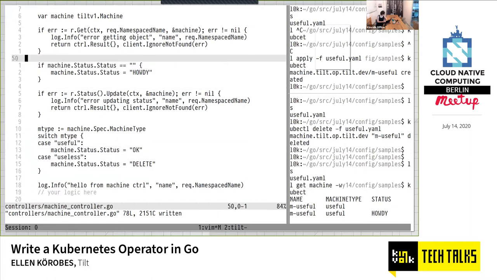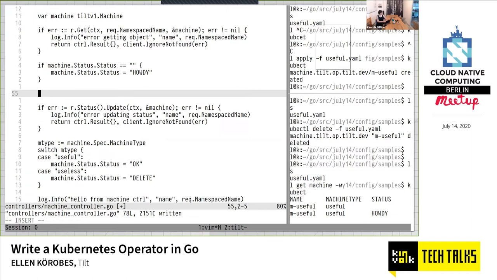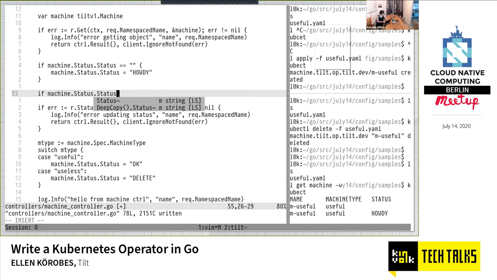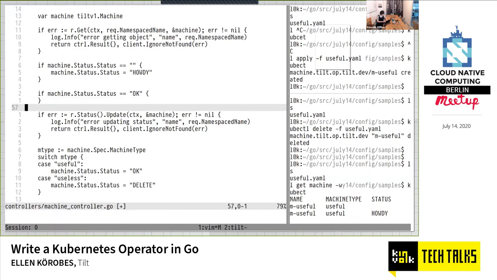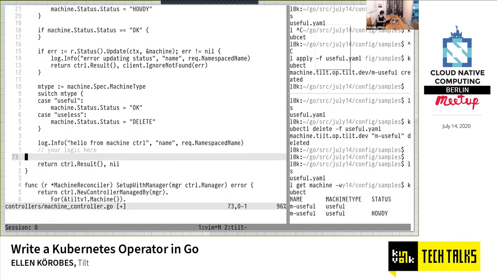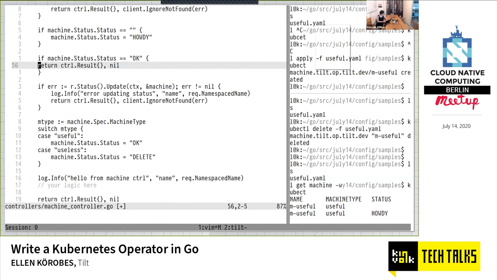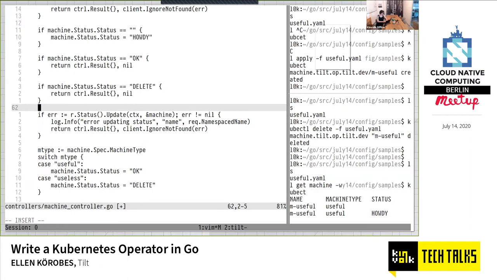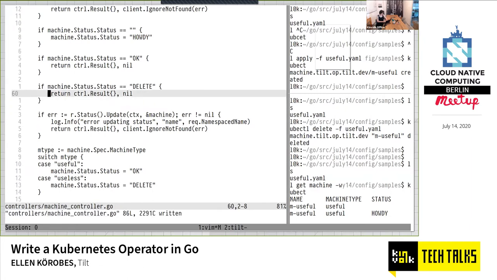And up here, I'm going to check for these. So if machine dot, nope, I can't type. I had one sip of alcohol, that's why. If machine.status.status equals OK, then I just want to return and do nothing because I don't care about useful machines. Now, if the machine status is delete, then we're going to get in trouble. But let's just run this first and see what happens.